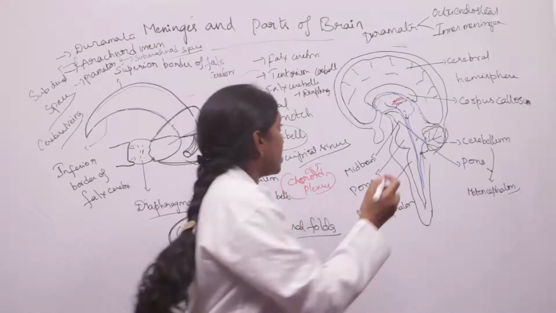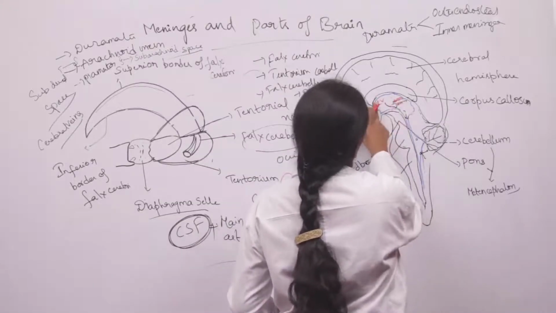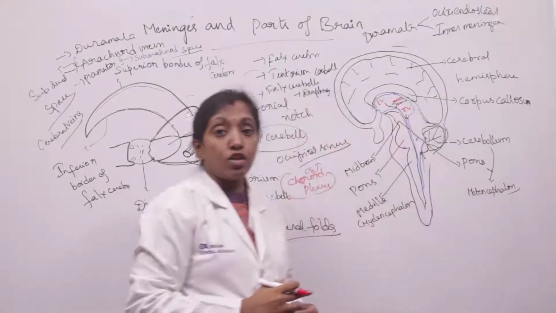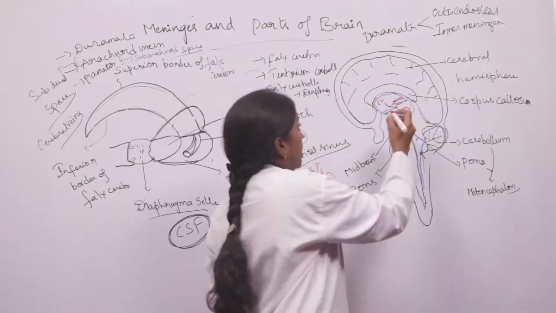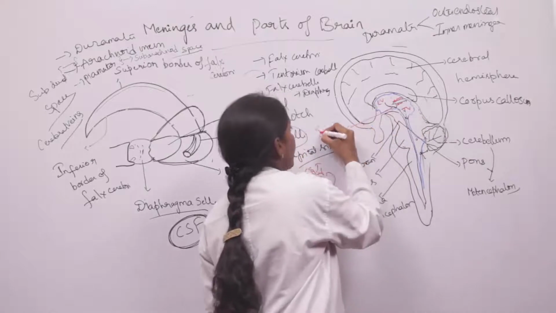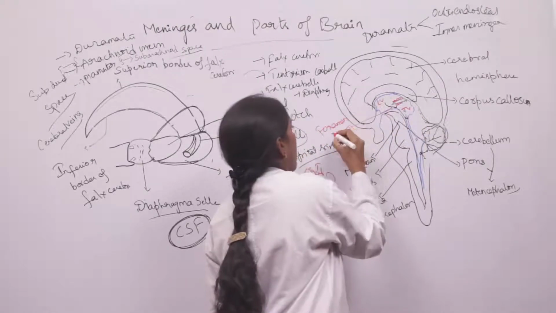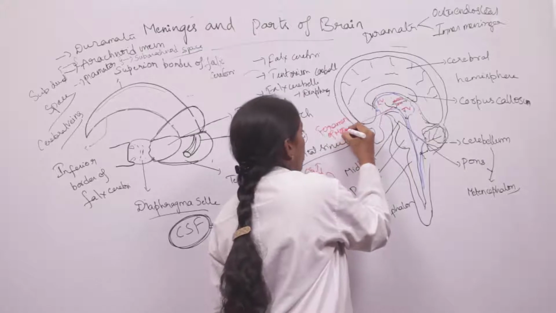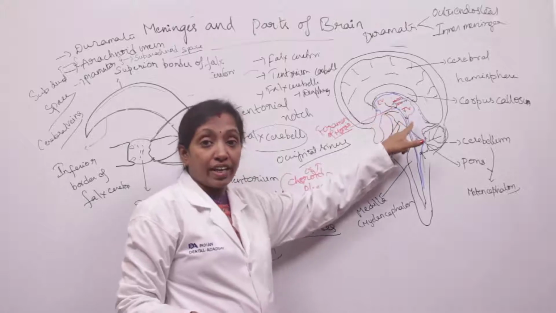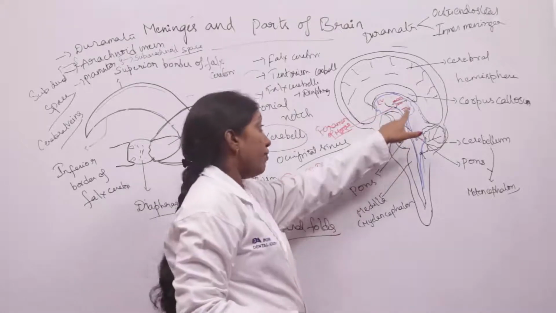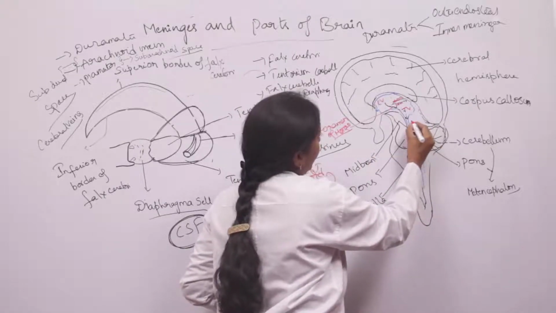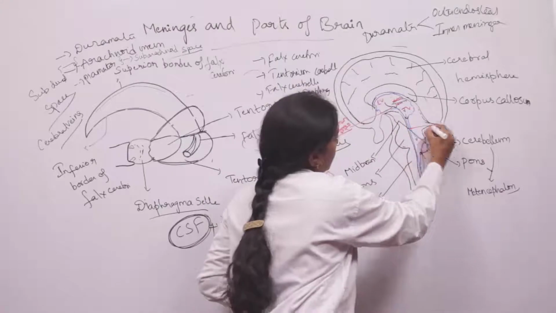Here is the lateral ventricle, and this is the third ventricle. The CSF produced in the lateral ventricle passes into the third ventricle through one foramen, which we call the foramen of Monro or interventricular foramen. From the third ventricle it communicates with the fourth ventricle through the cerebral aqueduct.